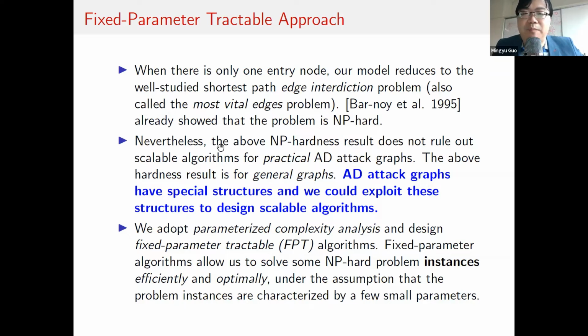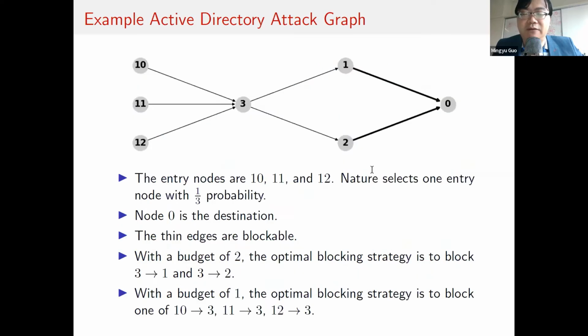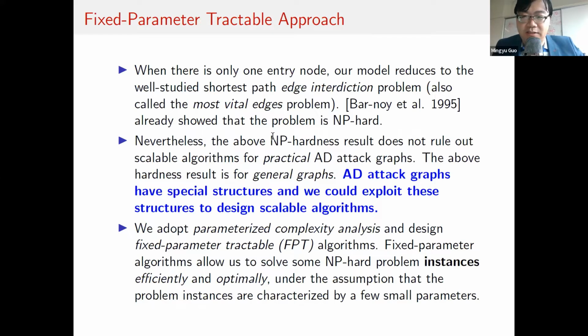But the above NP-hardness result does not rule out scalable algorithms for practical Active Directory attack graphs, because we're not talking about general graphs. For example, the Active Directory graph is not going to be a special graph like a bipartite graph. Anyway, it's not general. It has specific structures. So we could possibly just exploit these specific structures in order to derive efficient algorithms.